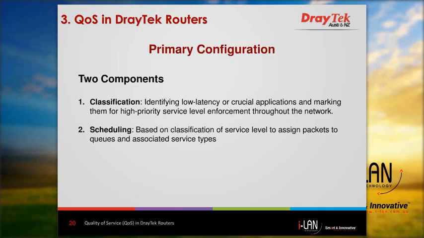So in DrayTek routers, there are two components which are used in the primary configuration of quality of service. The first is classification, which is used to identify low latency or crucial applications and marking them with a high priority service level enforcement throughout the network. And the other component is scheduling, which is based on the classification of the service level, so we can assign packets to queues or associated service types.